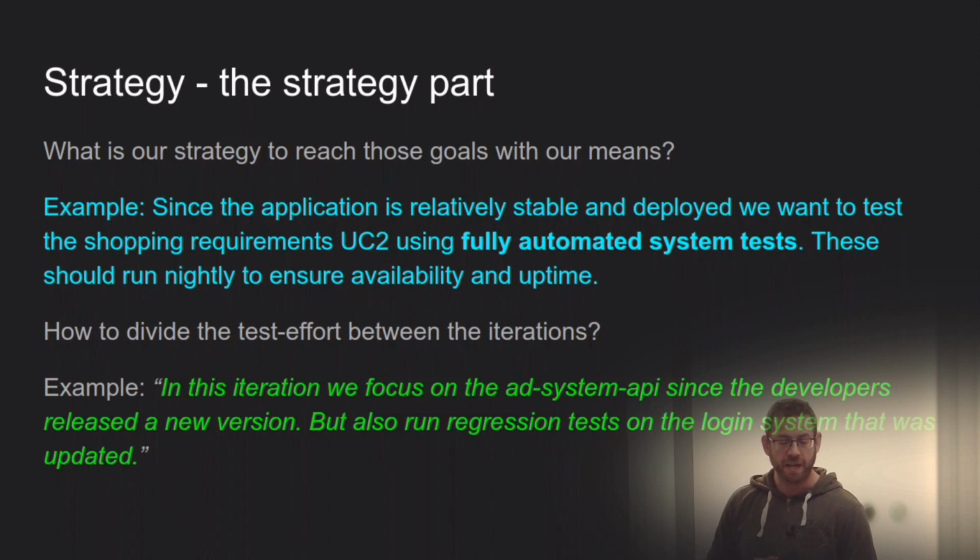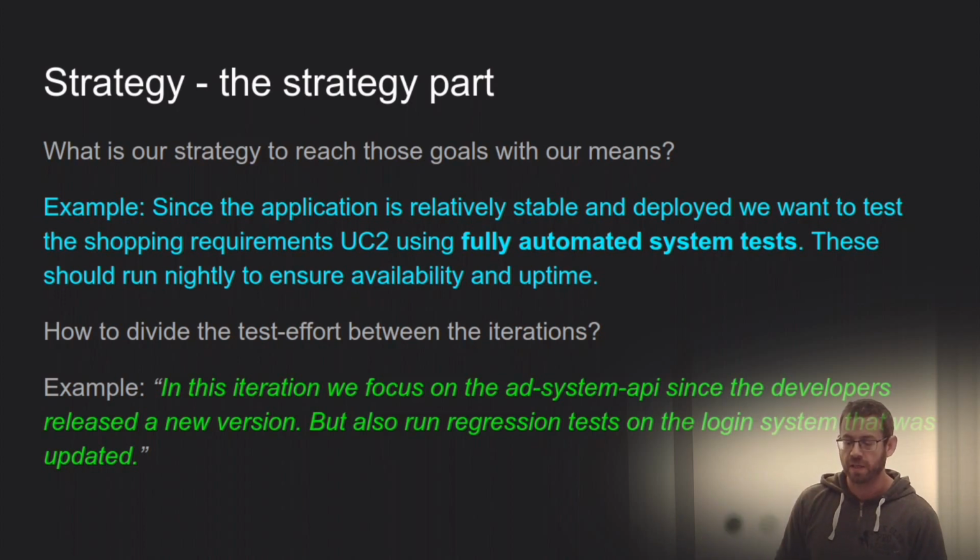So for an example of that, in this iteration, we focused on the ad system API, since the developers released a new version of that. It makes sense, if you have released a new version, to focus our test effort on that, because we have not done testing on that before. But we also run regression tests on the login system that was updated. So we have updated one part and we've done a new part, and we test both. Regression testing is to rerun tests that we've already written and tested once to make sure that things didn't break.